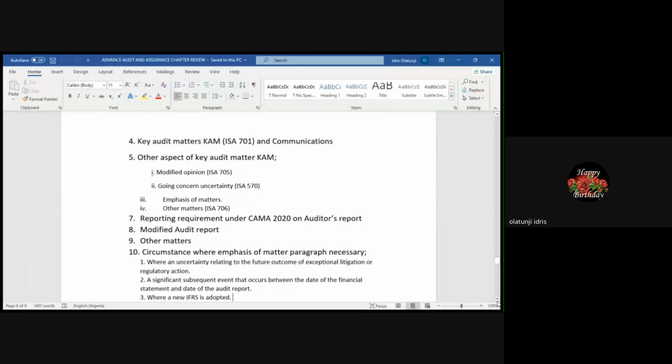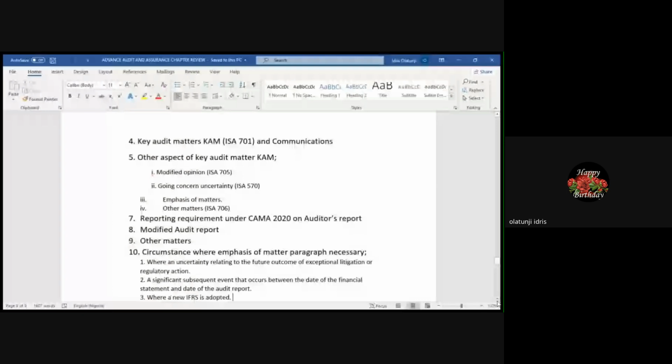But when it is unqualified, it means that there is no issue, the account is fairly presented, and it is free from material misstatement. That is what we call an unqualified or unmodified audit report.